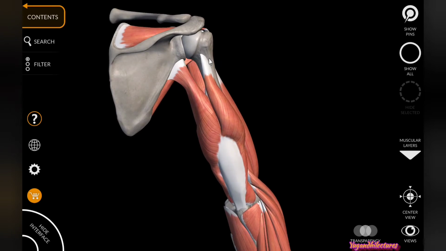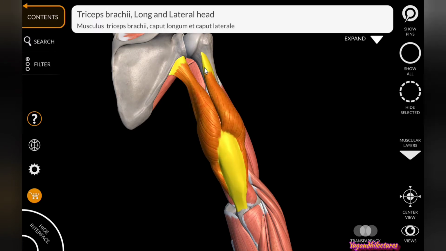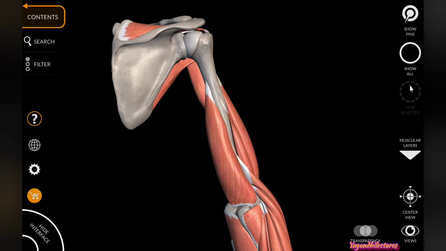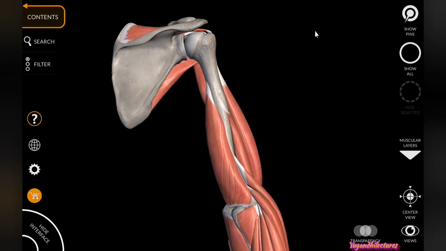So, the lateral head arises from the posterior surface of the humerus, and that too from the upper part, and of course from an oblique ridge on the upper part of the humerus. The lateral head of triceps brachii arises from an oblique ridge on the upper part of the humerus, and that too on the posterior surface, and it corresponds to the lateral lip of the radial groove.